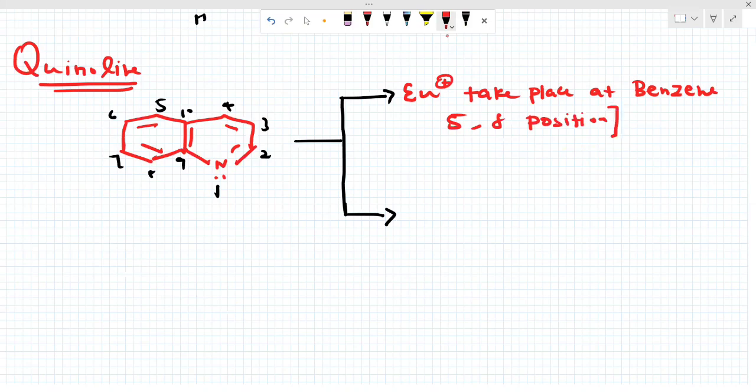Now, why will the reaction take place at benzene? Listen, we know, right? Pyridine and benzene, okay? Which has more electron density? Benzene, because benzene has carbon and pyridine has a nitrogen atom. Nitrogen is more electronegative compared to carbon. It means pyridine has less electron density.